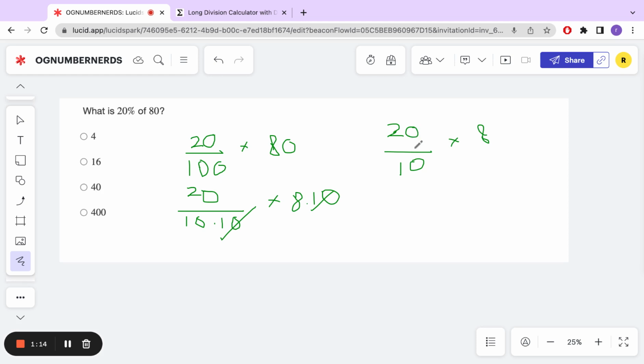I know that 20 over 10 is 2, times 8 is equal to 16. So I know that 20% of 80 is 16. And I just broke down the math over here.